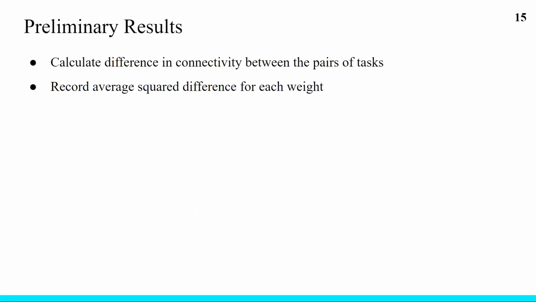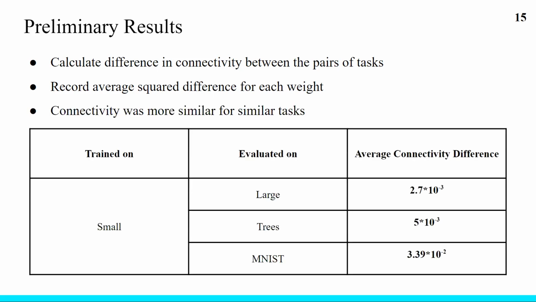In doing this, I calculated the connectivities of the network on a given task, and then took the average squared difference for each weight's connectivity across the entire network. My observation was that the similar data sets of small and large animals had the least difference in their connectivity values, meaning that the behavior of the network was most similar for these similar tasks. Whereas small animals and black and white hand-drawn digits, which would be the most dissimilar, had the largest difference in their connectivity profiles.